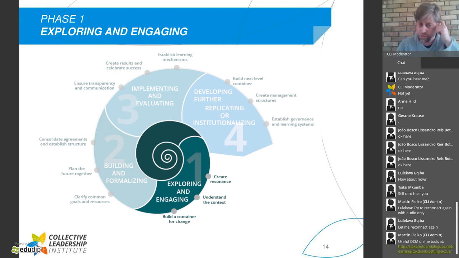This is, as you see now, just focusing on the first phase, which we call exploring and engaging. We have three different parts that I'll talk about just a little bit, where we create resonance, which is really about getting your stakeholder system, or at least the core stakeholder system, excited and interested in the initiative. Then there's also understanding the context, which to a certain degree is about understanding who the stakeholders in the system are, as well as what different factors are affecting the change initiative. And then we have this third thing, which is called building a container for change. I'll talk a little more about that, but that's sort of building a core stakeholder group.